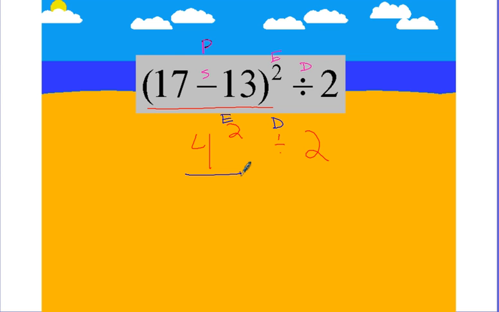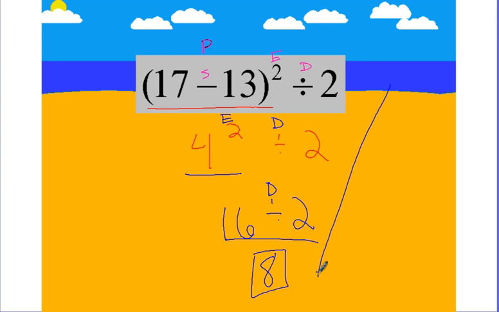I'm going to do my exponent first. 4 squared is 16, divided by 2. I have a division sign. I do 16 divided by 2. I get 8. I box my answer, draw my tornado.